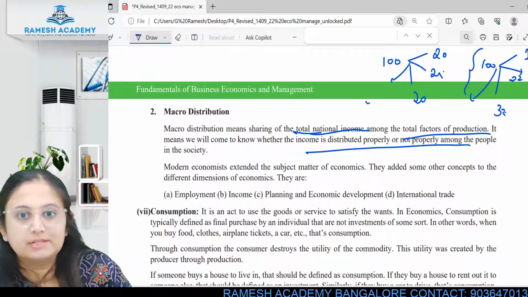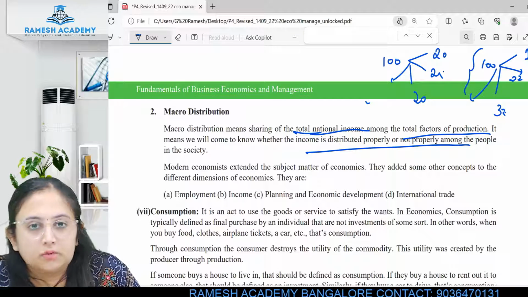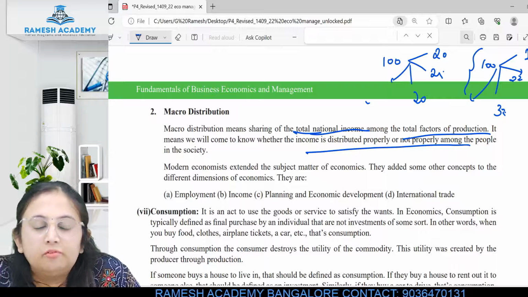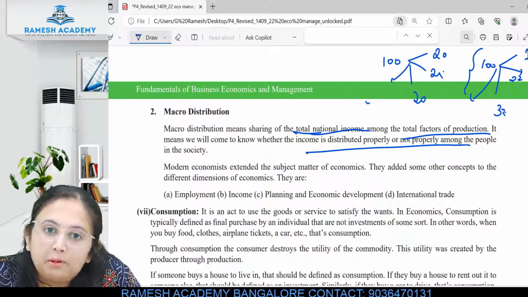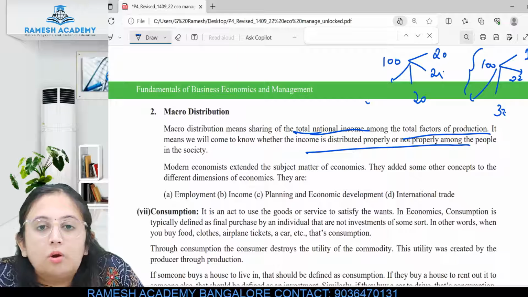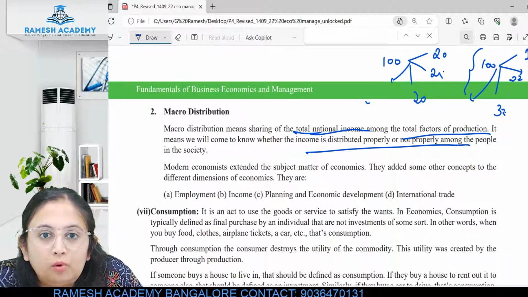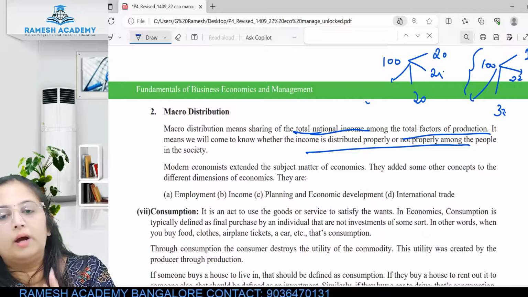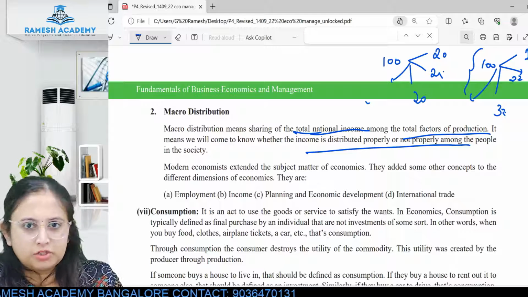If you want to understand, we will go for a micro distribution. Whether I am properly giving salary to my workers, whether I am properly paying interest on the loan. So all these things you can understand when you go for a micro distribution, that is related to one particular industry or one manufacturing unit, like that.